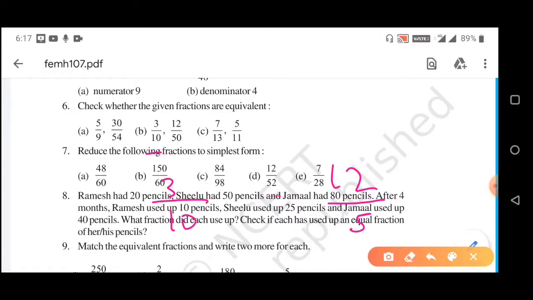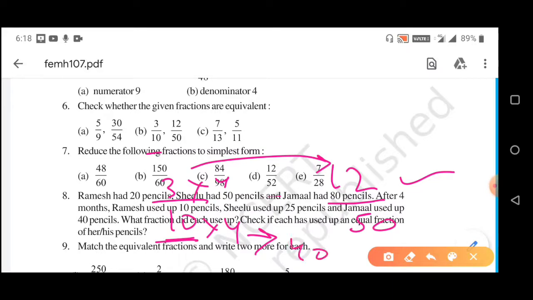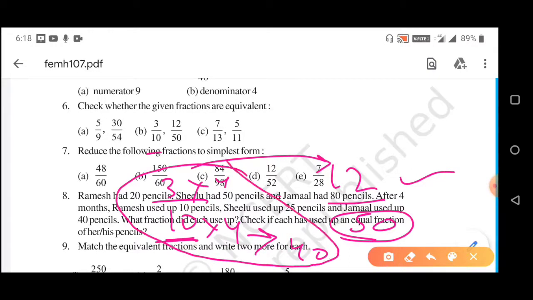So to get 12 from 3, we can multiply it by 4. If we multiply 3 by 4, we will get 12. If we are multiplying 3 by 4, we need to multiply 10 by 4. If we multiply 10 by 4, from here we will get 40, not 50. So this fraction will become 12 by 40, not 12 by 50. So 3 by 10 and 12 by 50 are not equivalent fractions.